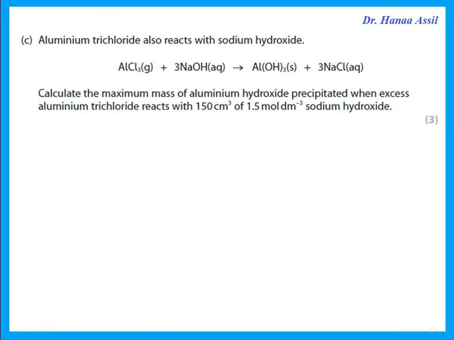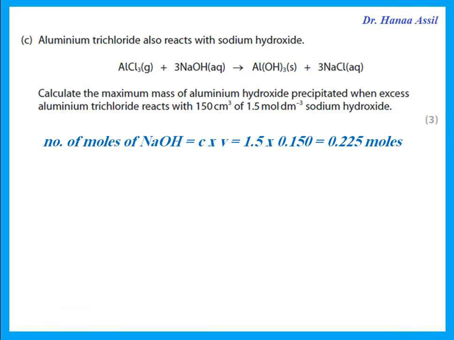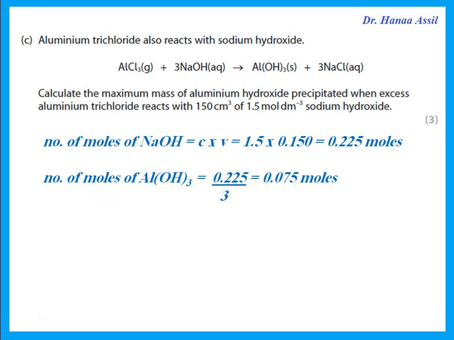Okay. He gives me information about sodium hydroxide, so the first thing we do is number of moles of sodium hydroxide. Concentration times volume. Again, the volume has to be in dm³, so you divide by 1,000. So this gives me the number of moles of sodium hydroxide. What's the next step? I look at the equation. How is it related? You can see that the equation says 3 moles of sodium hydroxide will give 1 mole of aluminium hydroxide. And that means number of moles of aluminium hydroxide should be the number of moles of sodium hydroxide divided by 3. This gives me the number of moles of aluminium hydroxide.